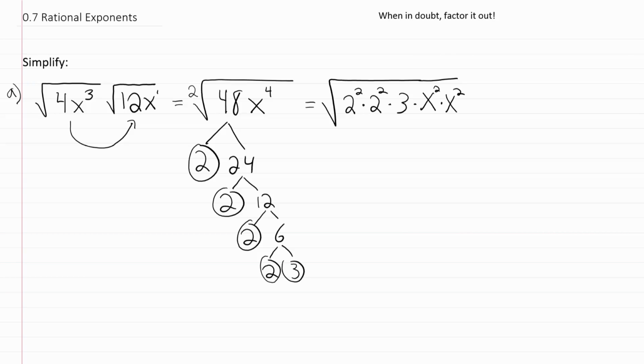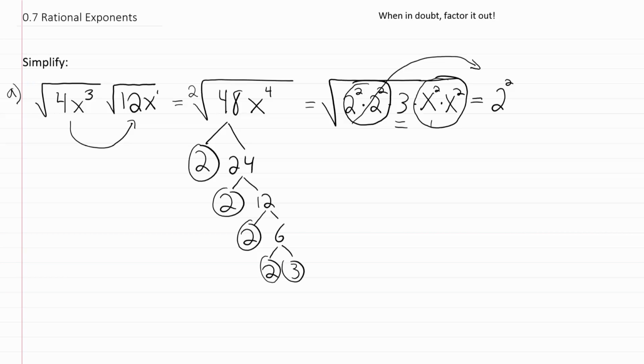What I've done here is I've simply broken up the x to the 4th as x squared times x squared, and I've expressed 48 as 2 squared times 2 squared times 3. The reason I wanted to do that is because for every pair of items we can take one outside. So I can take one of these 2 squareds outside. Of course, 2 squared is the same as 4. The 3 is all alone in here. It can't get out because it has no partner in crime to escape with. So we're just going to leave 3 inside there.